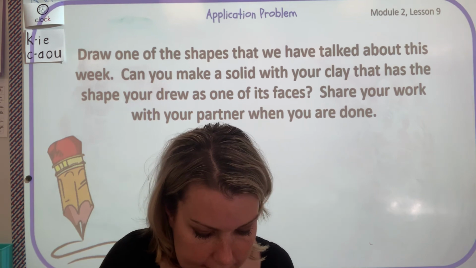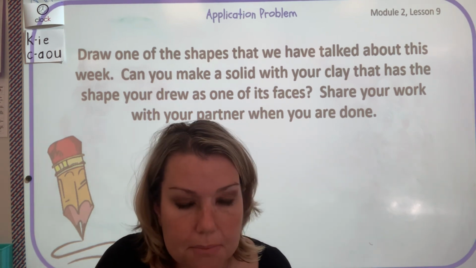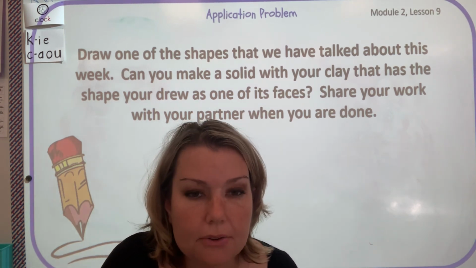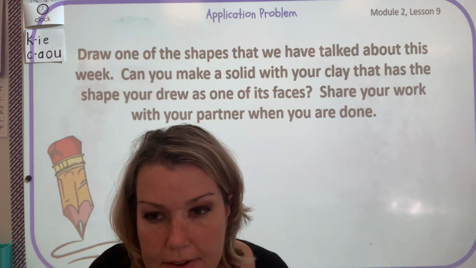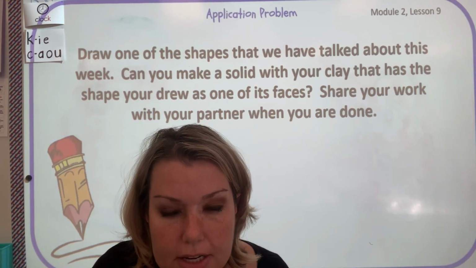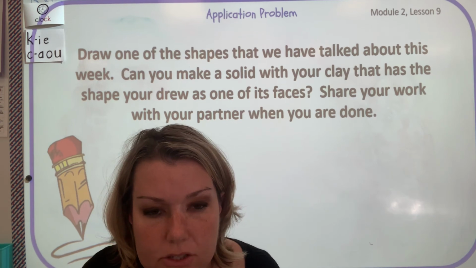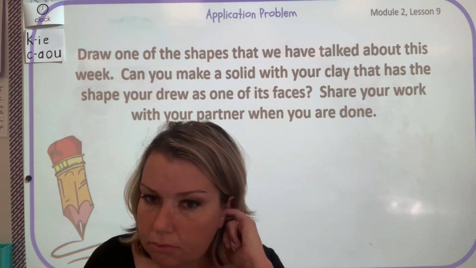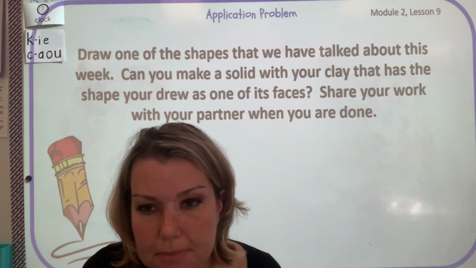Kate? Yes. I made a cube. Hold on. I'm going to have friends share. Raise your hand if you want to share your solid shapes. And do the little yellow hand, too. All right.